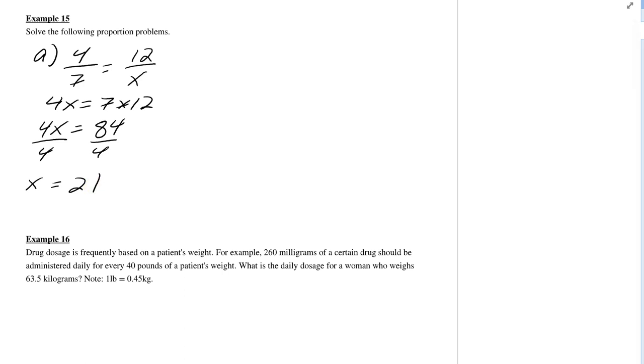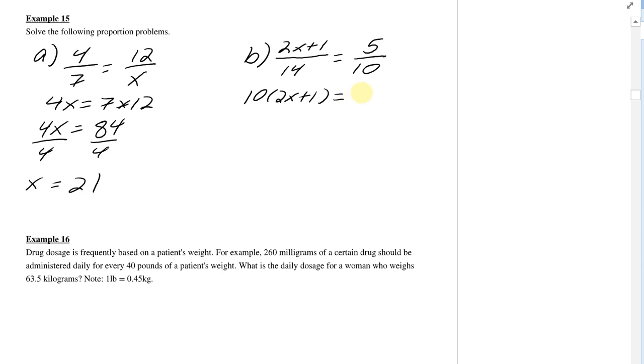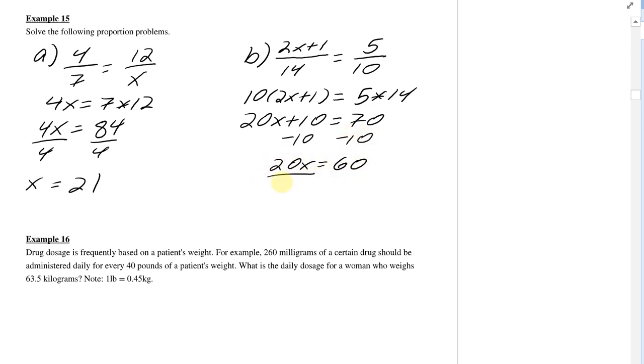Let me give you another problem now. So now I've got 2x plus 1 over 14 equals 5 over 10. Give it a go and hit play when you're ready. For this one, I'm going to take 10 times 2x plus 1 equals 5 times 14. So this is 20x plus 10 equals 70. And now I'll just solve as usual. I'll subtract off the 10. I get 20x equals 60. Divide both sides by 20, and I get x equals 3.